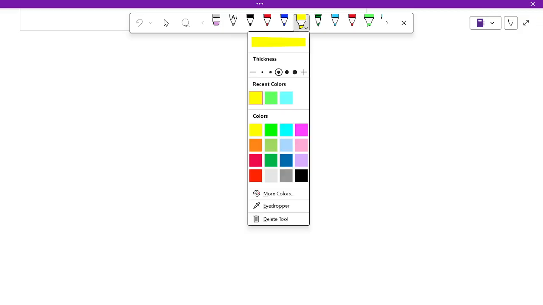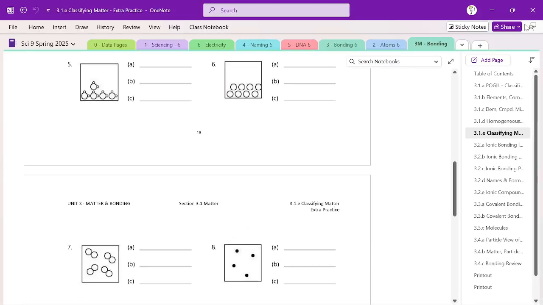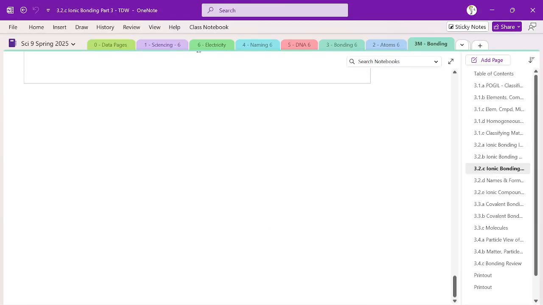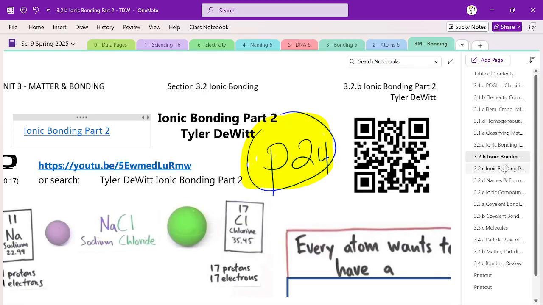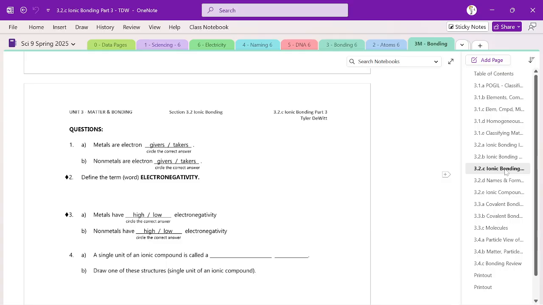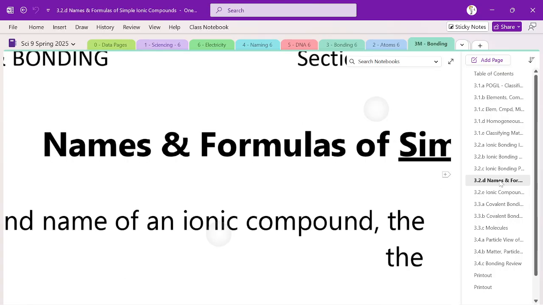Uh-oh, where did my page go? Oh dear. That's not what I want. I want this one. No, I want this one. There we are. Okay. Whew.